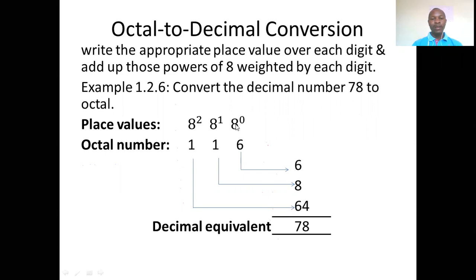Now we multiply each place value by the digit that it corresponds to. Here we have 8 to the power of 0, that's 1. 1 times 6 will give you 6. 8 to the power of 1, that's 8 times 1, that will give you 8. 8 squared, that's 64 times 1, that will give you 64. Next, we add these numbers and we get 78. So that means 116 to base 8 is equivalent to 78 to base 10.